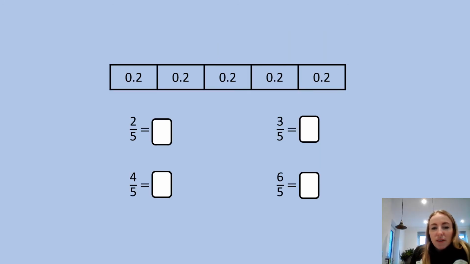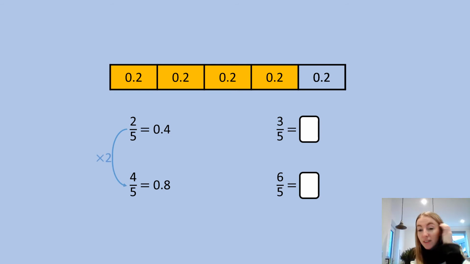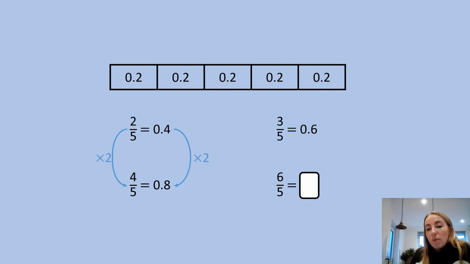Just like we've just said a moment ago. So 2/5 will now be 0.4. 4/5, we're just simply multiplying our answer for 2/5. So if we know that 2/5 is 0.4, 4/5 is 0.8, and the same on the other side, 3/5, what do you think 3/5 is? It's 0.2 add 0.2 add 0.2, or 0.2 times 3, which is 0.6.